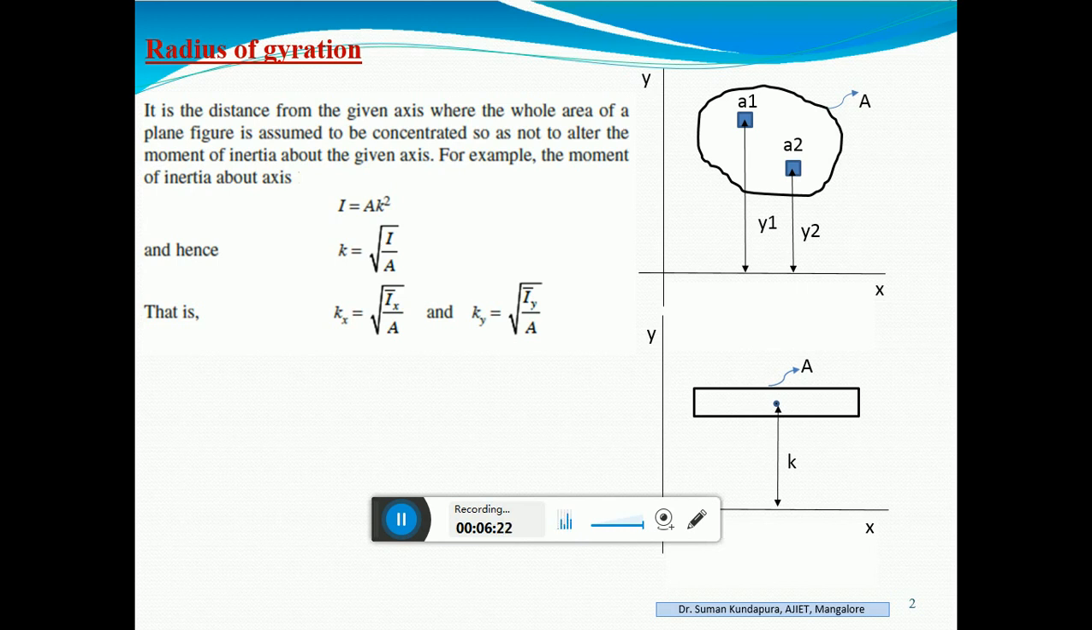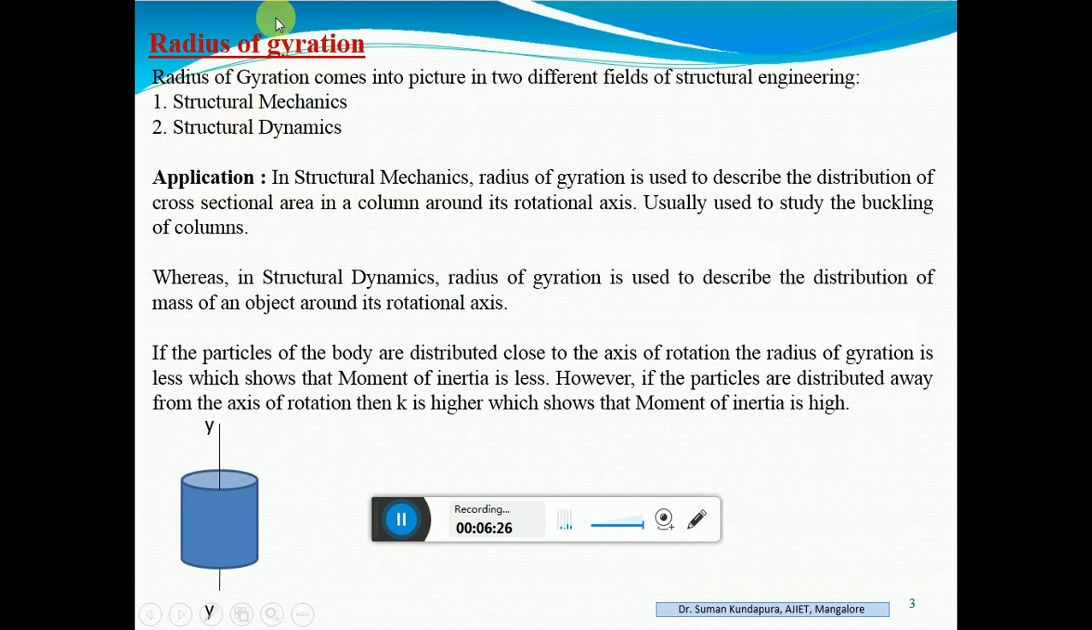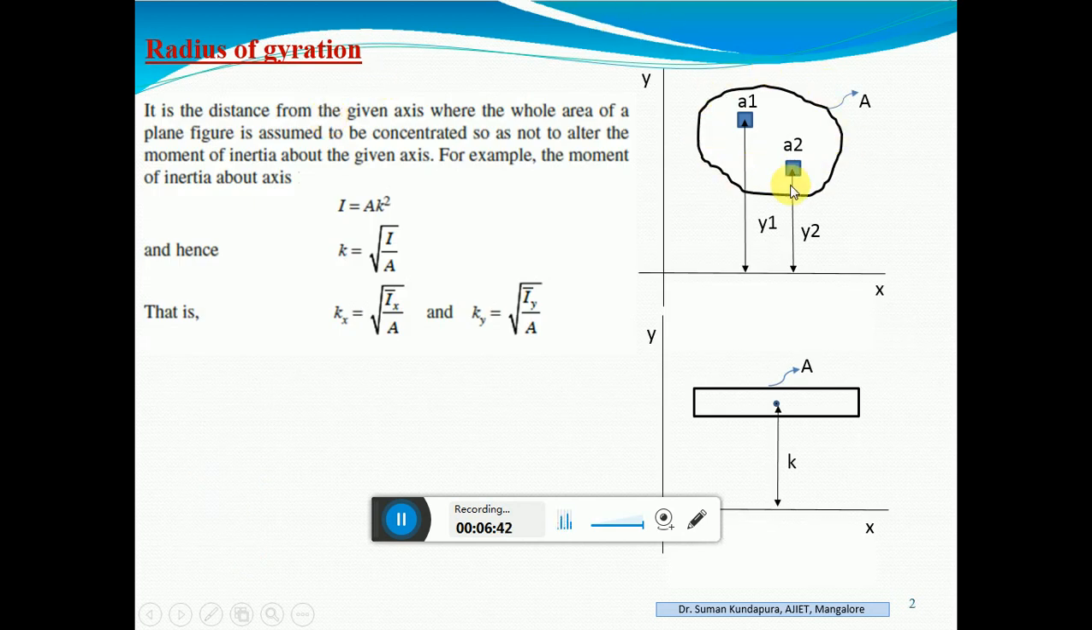Now the radius of gyration in different areas might be calculated in different ways. For example, in structural engineering, we have structural mechanics, what we are dealing with now, and there is also structural dynamics. In structural mechanics, we are concentrating on the area part. There is a distribution of the cross-sectional area, the distribution of the sectional area.